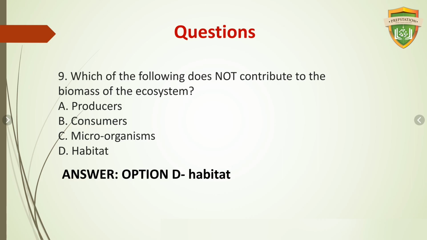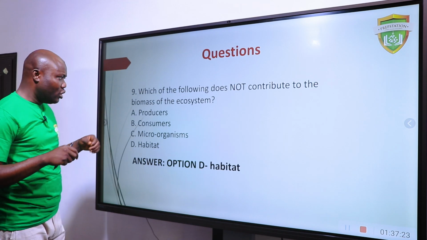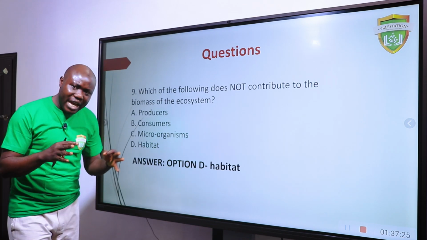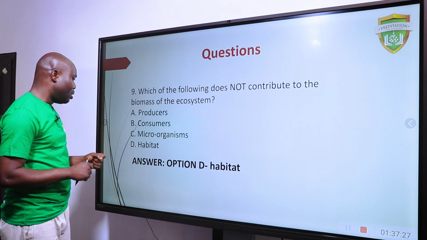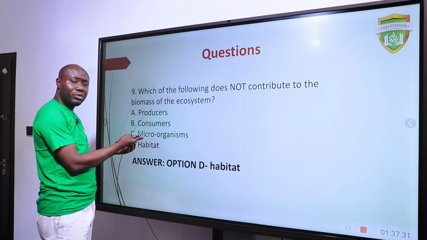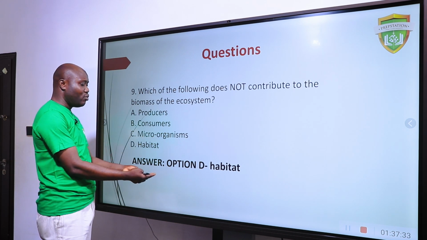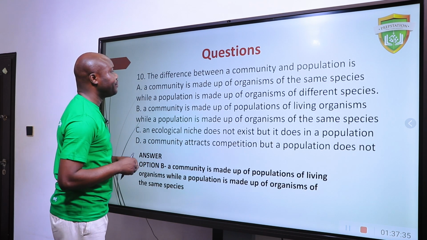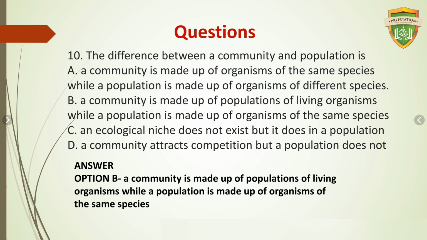Now, the next one. Which of the following does not contribute to the biomass of the ecosystem? Like, it does not contribute to the amount, size of living organisms that we have there. Of course, it's habitat. This is producer, consumer, microorganism. You get? So the answer is what? Habitat.